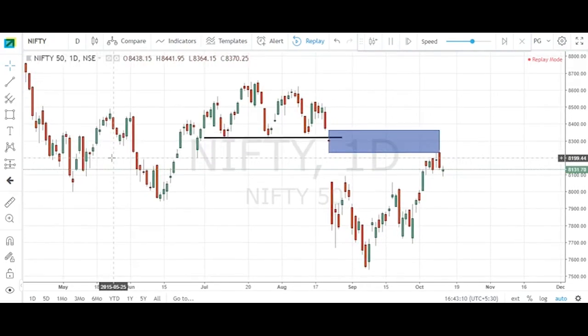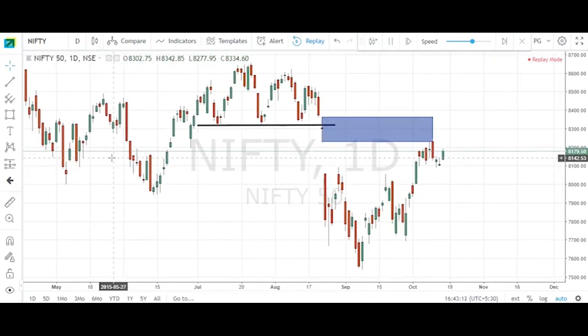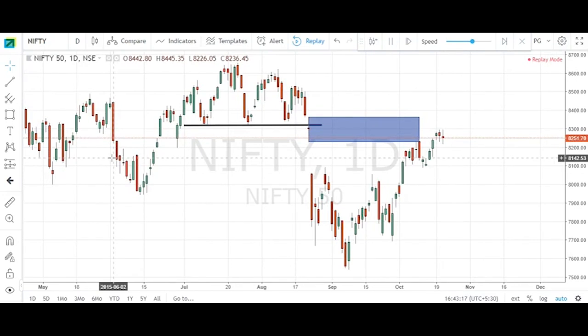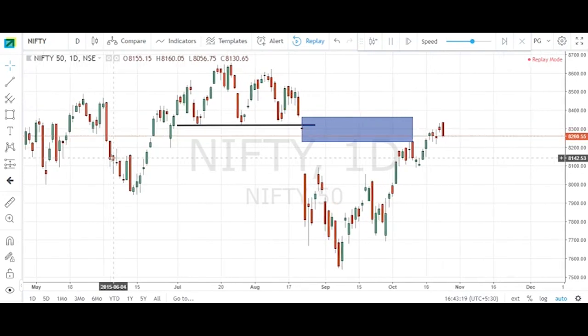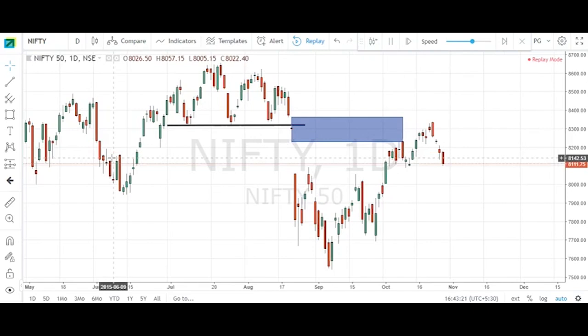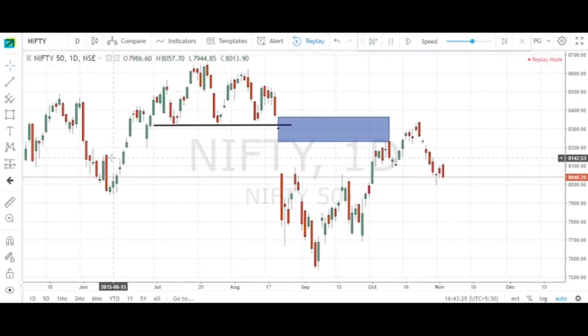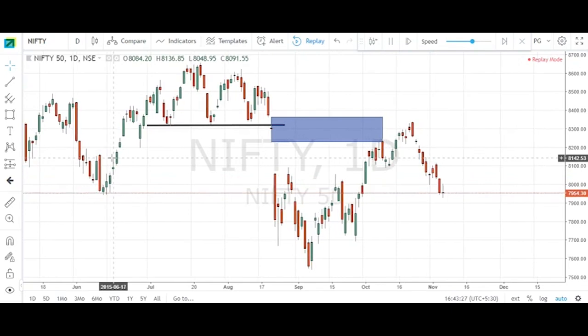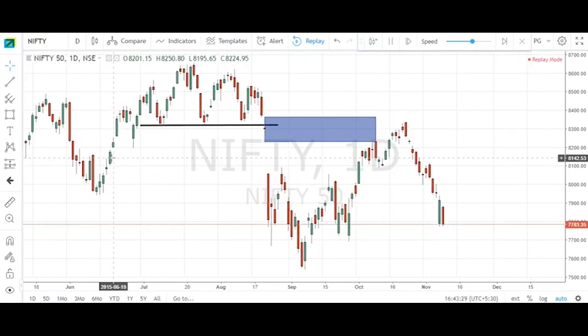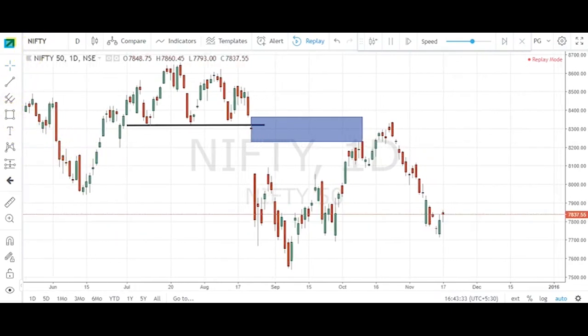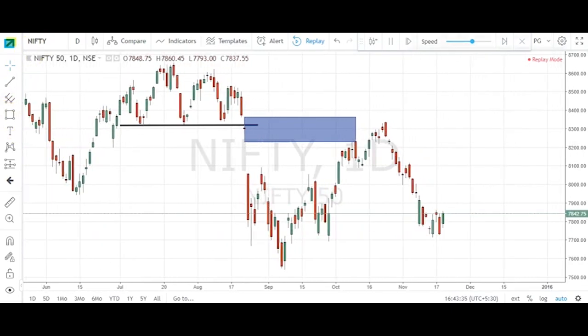Now we have got the fill. We are into this trade. Price moved up deep inside the zone, moved up further, almost near to our stop loss, and then it started reacting. It came down and slowly it went down towards our target. So this is how we trade a break limit zone.